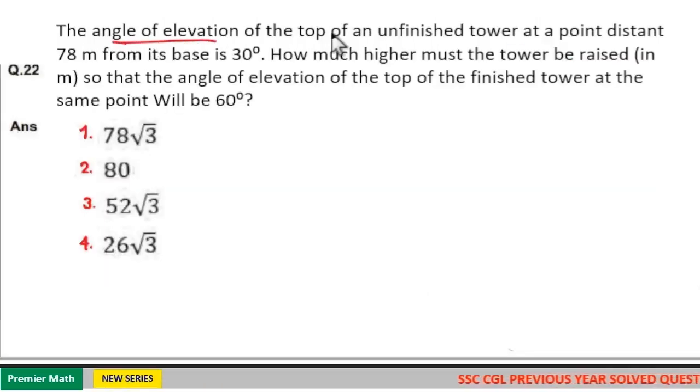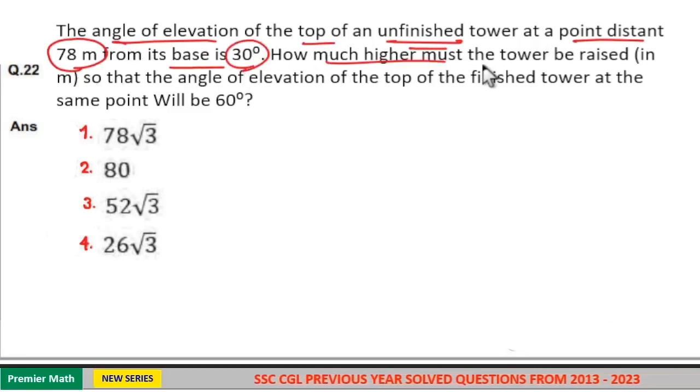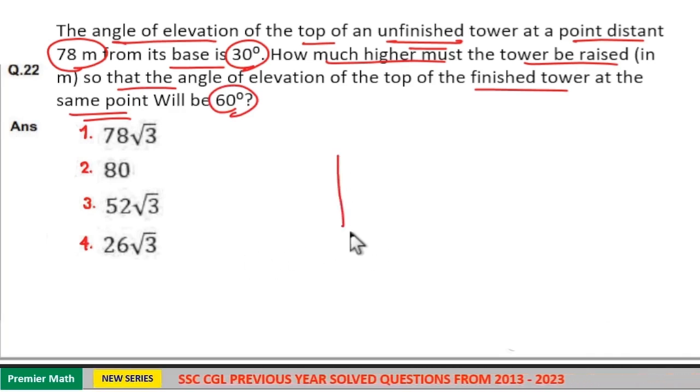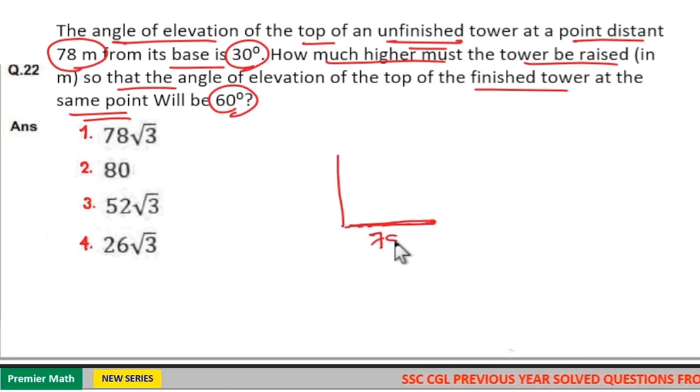The angle of elevation of top of an unfinished tower at a point distance 78 meter from its base is 30 degree. How much higher must the tower be raised so that angle of elevation of the top of finished tower at the same point will be 60 degree? Now this is the unfinished tower, and this is 78 meter distance from the base. Now from this point, angle of elevation is 30 degree.